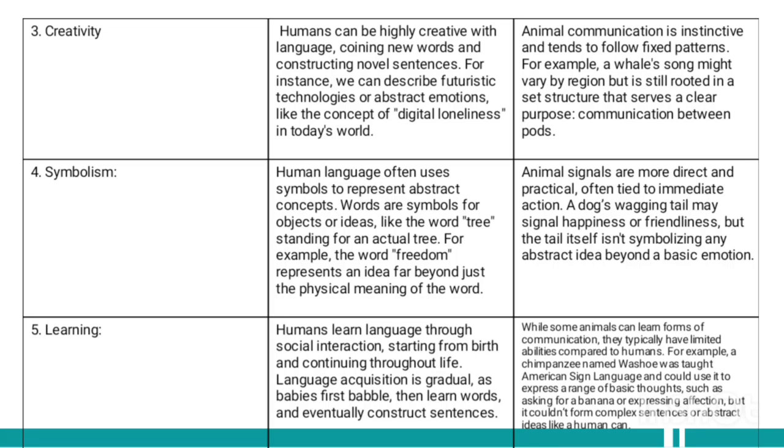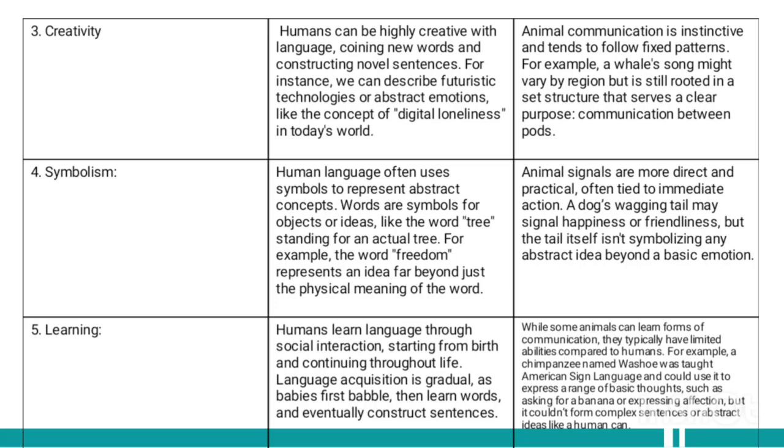Next one, symbolism. One of the most remarkable features of human language is its ability to use symbols, words or signs that stand for something beyond their immediate physical presence. For example, the word tree represents the actual physical object, but the word freedom represents an idea that doesn't have a direct physical manifestation. Symbols in language can be abstract and represent complex thoughts and concepts.